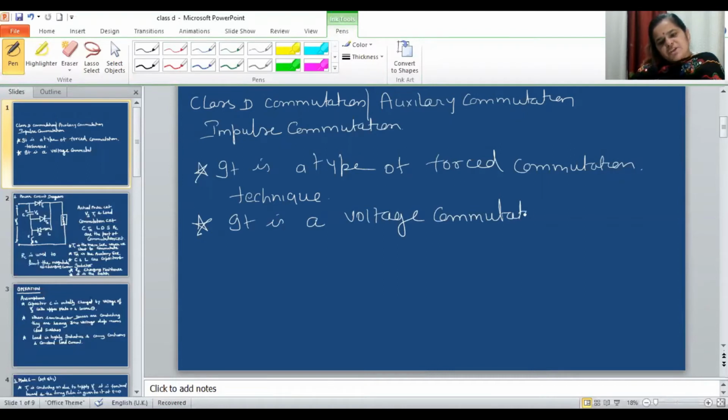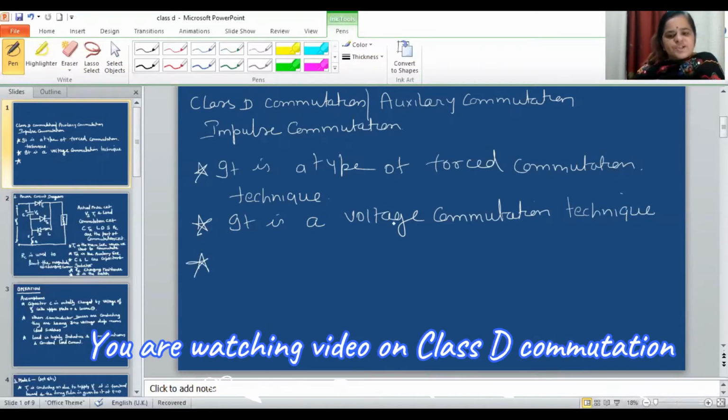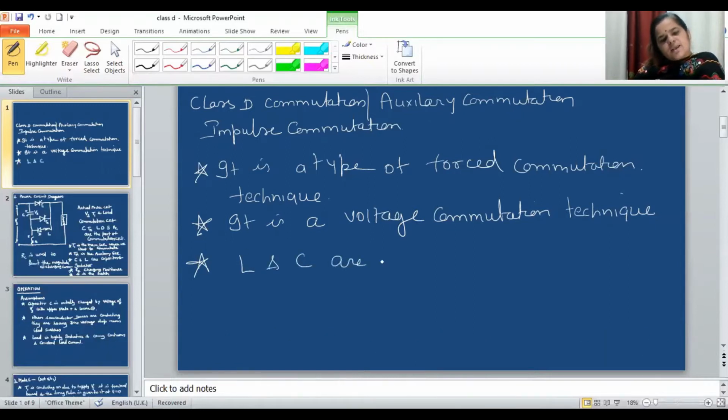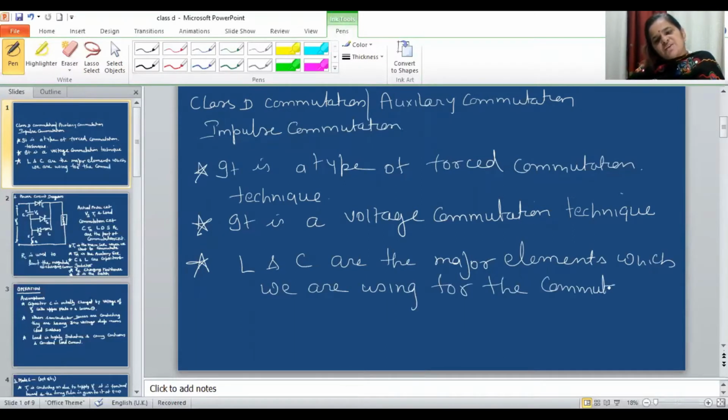As I already mentioned in the introduction, there are two kinds of forced commutation technique. One is current commutation and the other is voltage commutation. So it's a type of voltage commutation. L and C are the major elements which we use in the commutation circuit. What is a commutation circuit? It's an external circuit, and with the help of this external circuit, we artificially create the conditions to make the main SCR off.